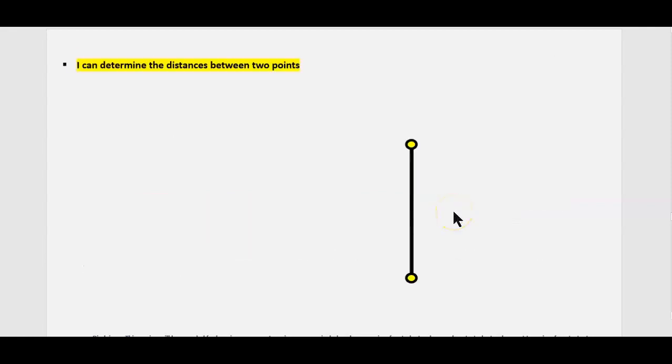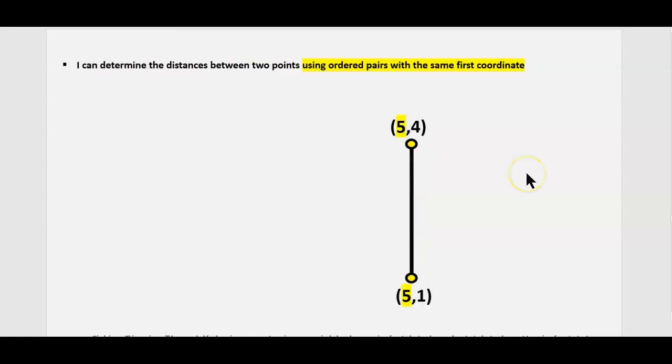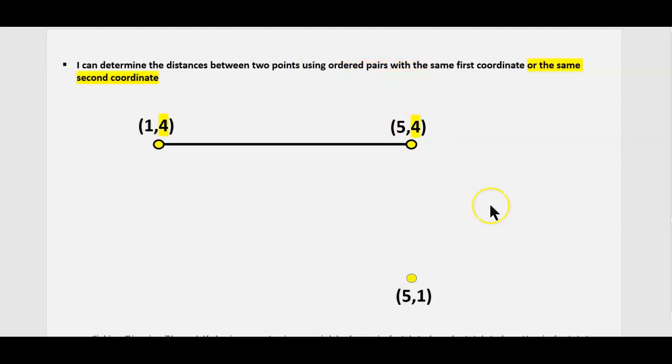Okay, first of all, can I determine the distance between 2 points? Here's a point. Here's a point. The distance would be the red in between these 2 points. What is that length? And it says using ordered pairs with the same first coordinate. See how this is the same, 5 and 5? Or they could be the same this way. Of course, this time it says 4 and 4.